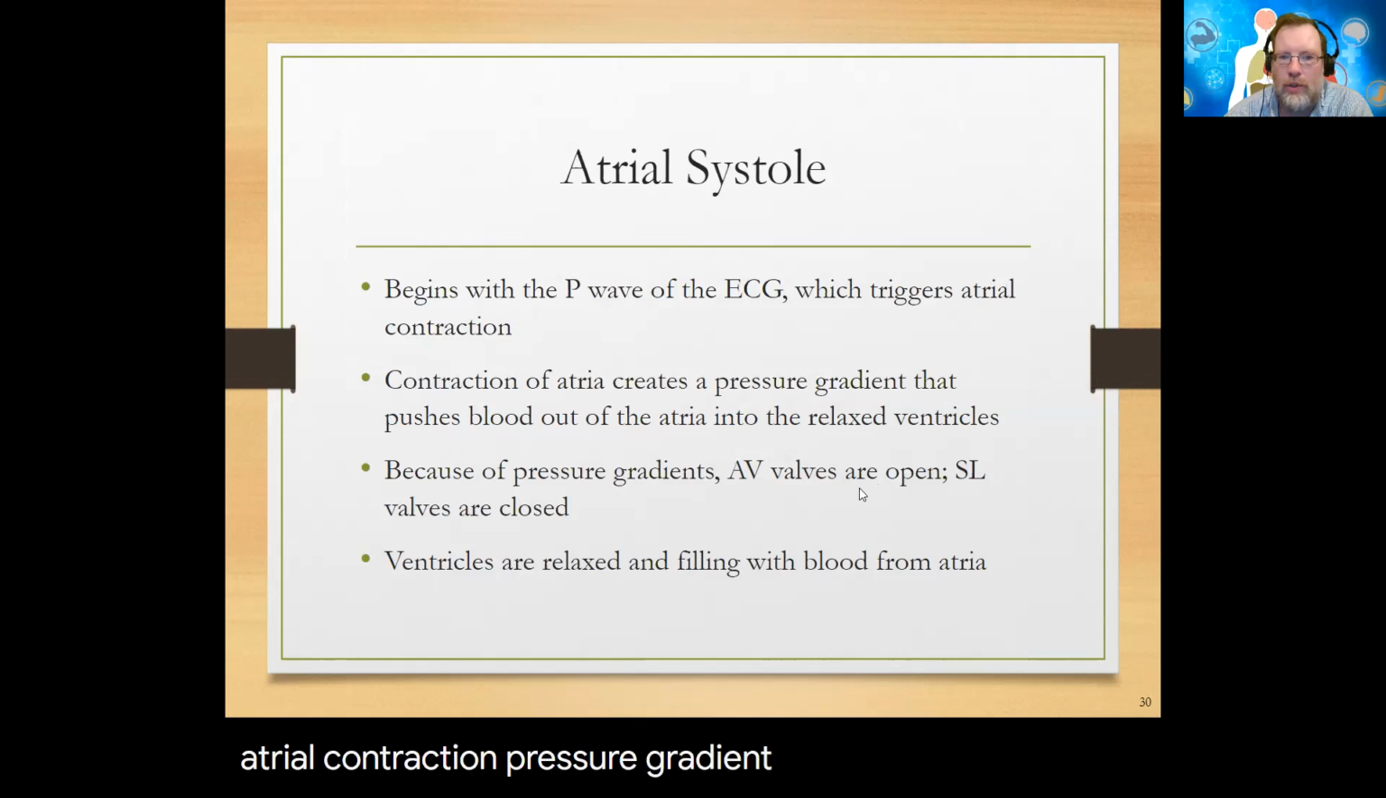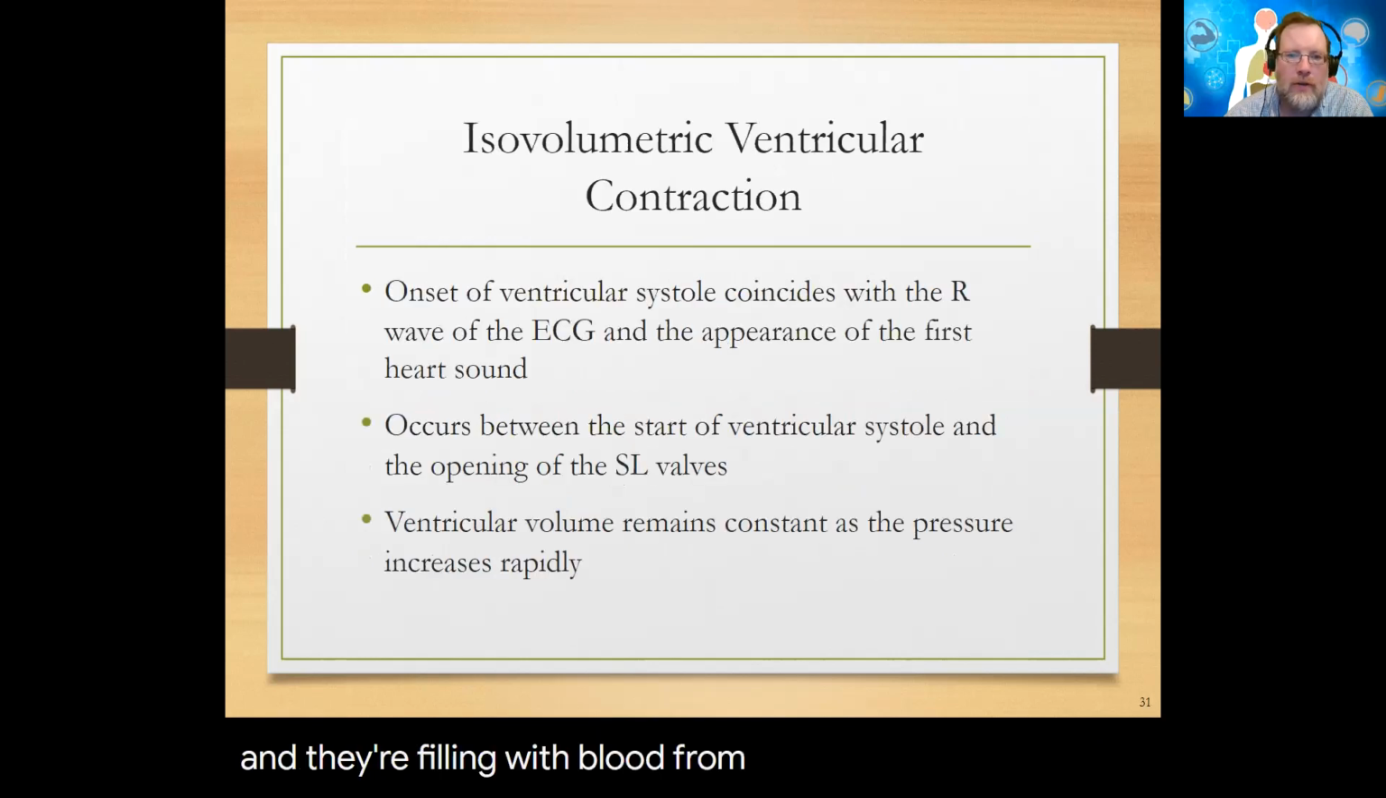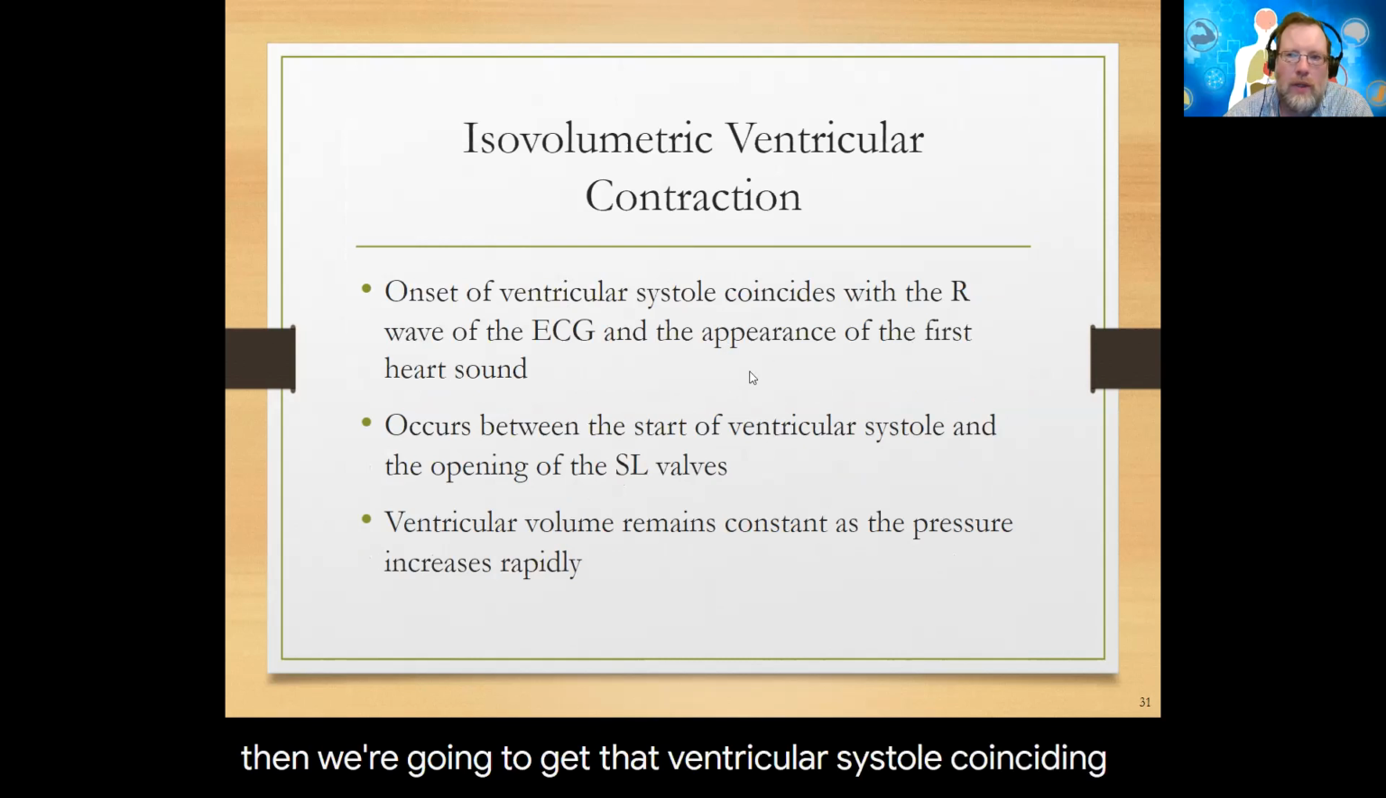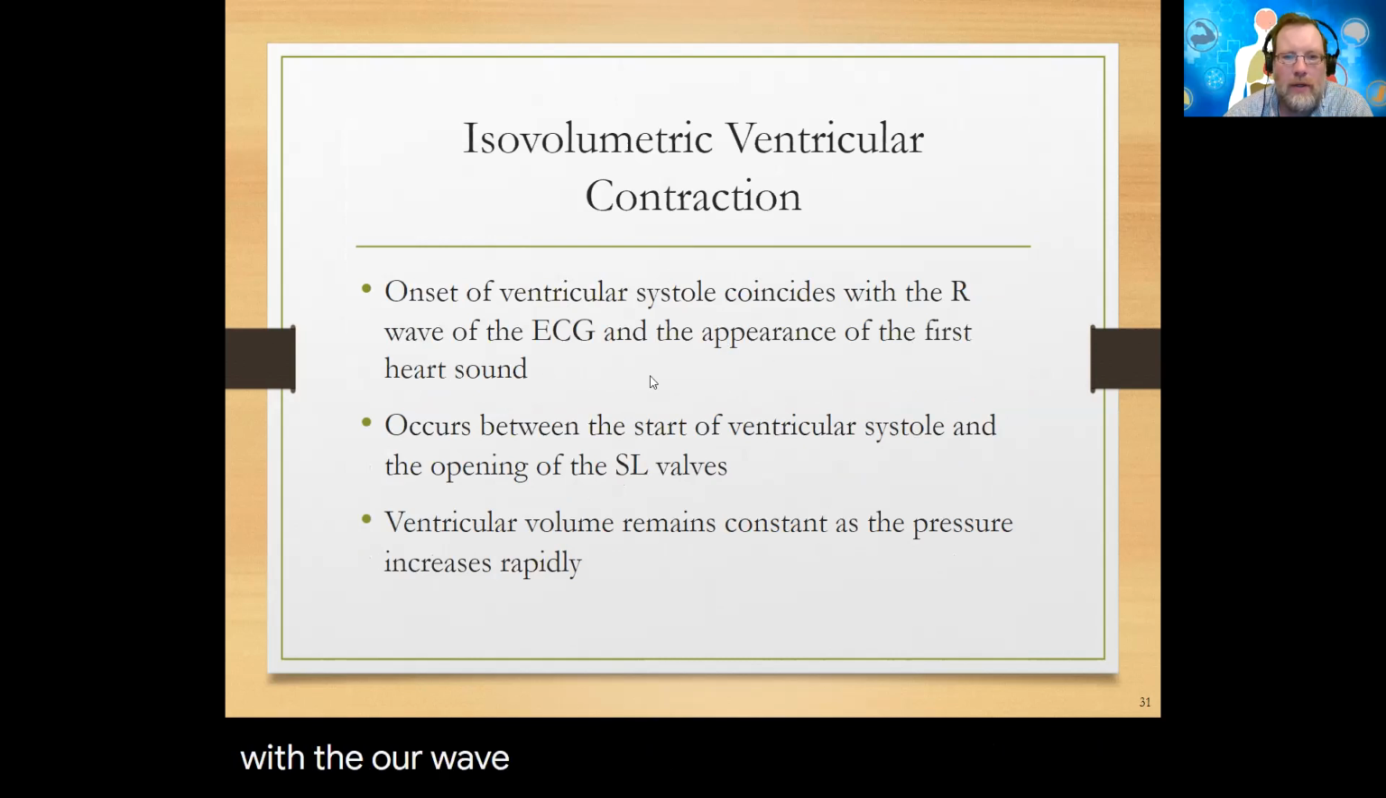Pressure gradient pushes blood out of the atria into those relaxed ventricles. So AV valves are open, semilunar valves closed. The ventricles are relaxed and they're filling with blood from the atria. Then we're going to get that ventricular systole coinciding with the R wave of the ECG and the appearance of the first heart sound. So that's the start of the ventricular systole.